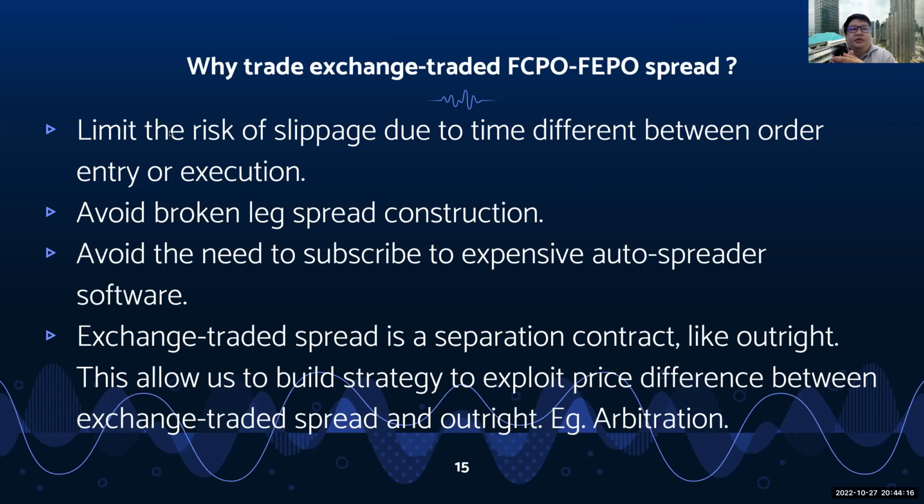Then avoid broken leg. So avoid the chances of a broken leg, meaning that if we buy one contract using FCPO, and then suddenly the price jumps, then we cannot get the price that we originally saw. That means it pulls away from what we see. So we call this a broken leg.